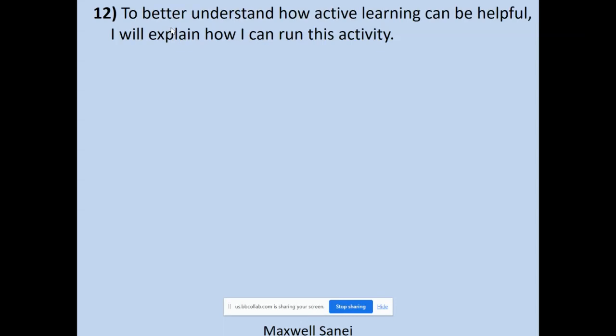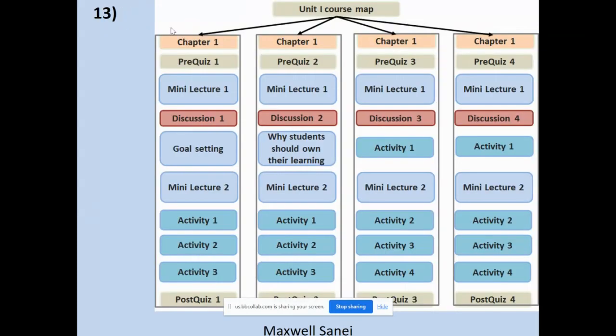To better understand how active learning can be helpful, I will explain how I can run this activity. This is a typical course map that I use. This is my latest one, and unfortunately the chapters are off. I fixed it, but I put the wrong picture here.